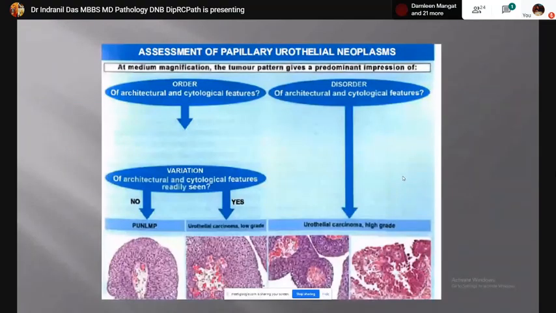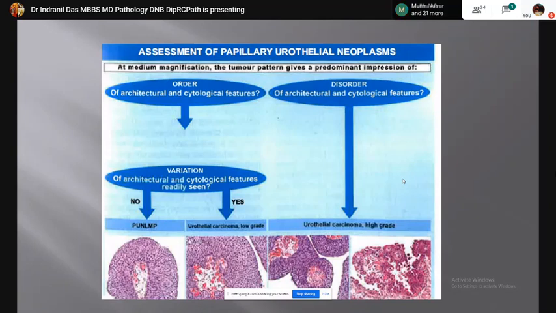Now, how to assess the papillary lesions? First, we have to check whether the polarity is maintained or not. If polarity is not maintained, then we have to check for the cytological features. If the polarity is not maintained and the cytology is of high-grade nature, that is marked nuclear enlargement, anisonucleosis, vesicular chromatin, and conspicuous nucleoli, then high-grade urothelial carcinoma should be considered.